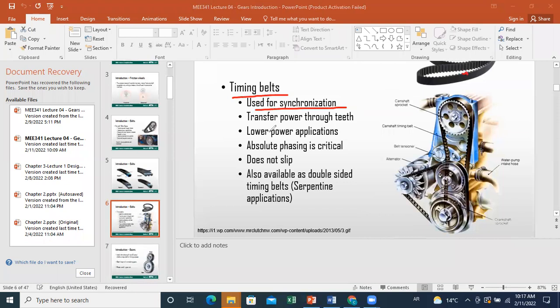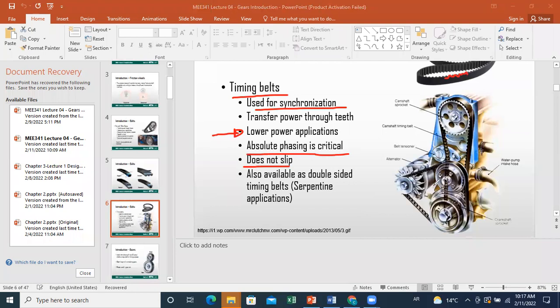Okay, so you can transfer power through teeth machined within your belt, and of course your rotary parts will have gears also where the belt can sit. The advantage is that you can have perfect synchronization. You will not have slip between the parts. You have absolute phasing between rotation of different parts. But on the other hand, the disadvantage is that it's only applicable for lower power applications.